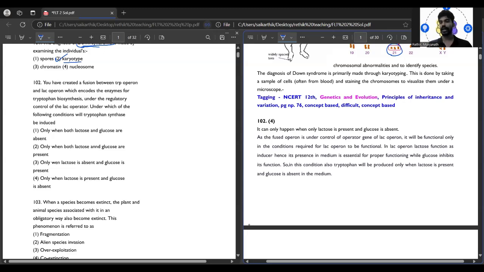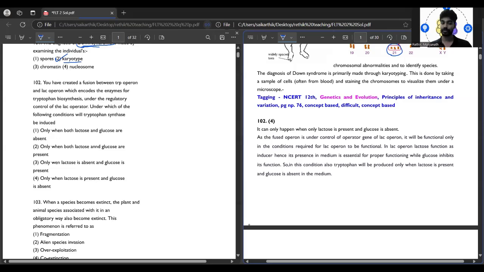So what happens here is, when a lac operon is to be functional, there has to be a proper inducer. So as the fused operon is under the control of the operator gene of the lac operon, it will be functional only in the conditions required for the lac operon to be functional. So in the lac operon, what happens? Lactose functions as the inducer, hence its presence in the medium is essential for proper functioning, while glucose inhibits its function. So in this condition, what happens?